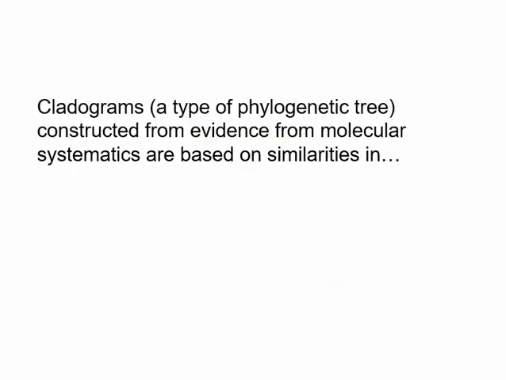All right, so we're building phylogenetic trees called cladograms. We're going to take evidence from molecular systematics. What are we basing these similarities on? All right, yeah, we need homologous genes. That's what we're after. But if they're identical, that's not very useful. There need to be differences, and those differences accumulate through mutations.